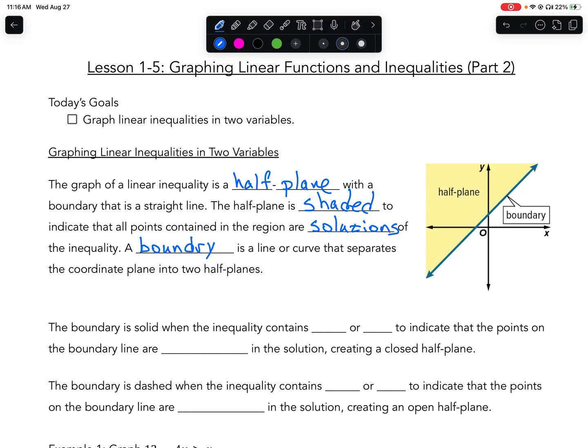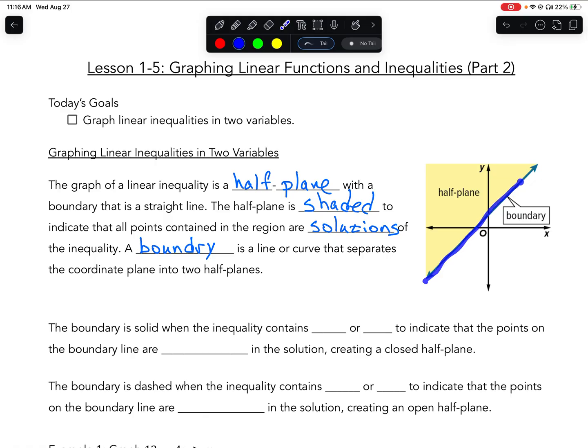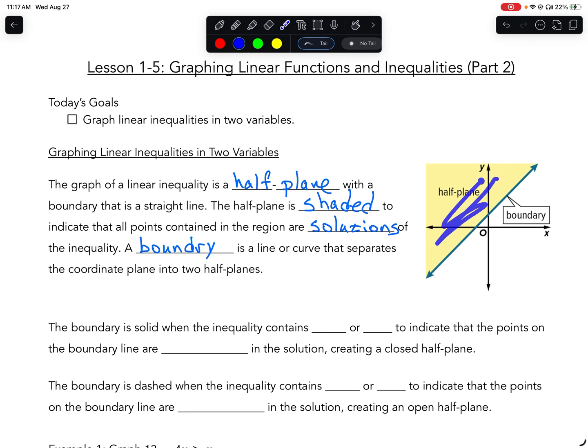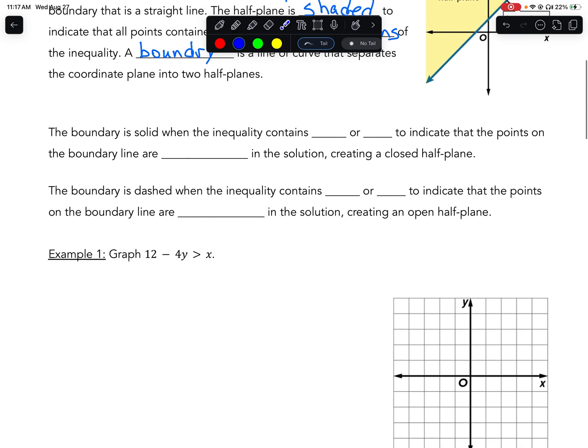A boundary is a line or curve that separates a coordinate plane into two half planes. So here's our boundary. We have our half plane up here and our second half plane down here. So any ordered pair within this shaded yellow section can be a solution. And remember, this shaded yellow section goes forever in that direction.